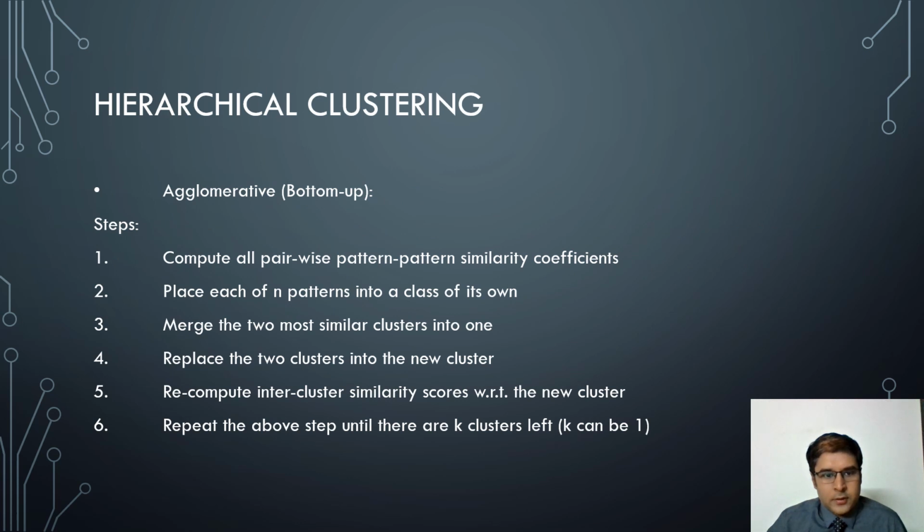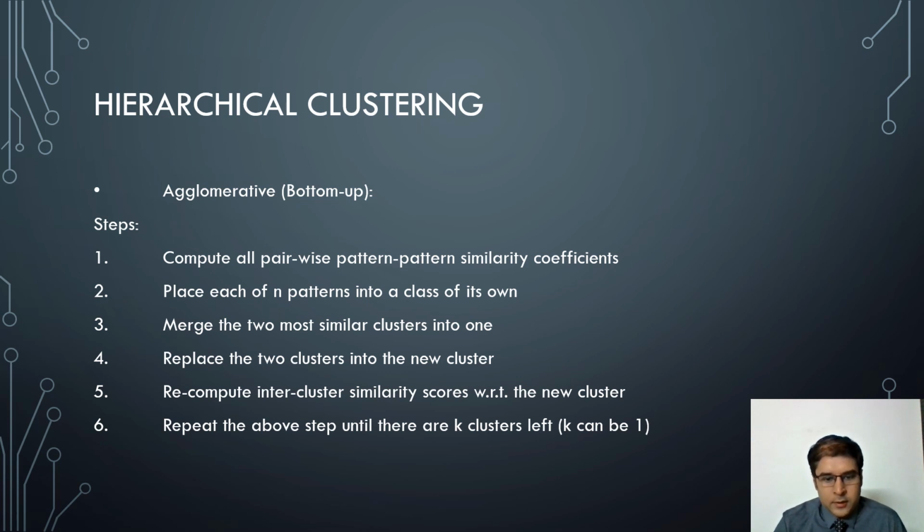Hierarchical clustering. It is also known as agglomerative or bottom-up clustering. The steps are: compute all pair-wise pattern similarity coefficients, place each of n patterns into a class of its own, merge the two most similar clusters into one, replace the two clusters with the new cluster, recompute inter-cluster similarity scores with respect to the new cluster. Repeat the above steps until there are k clusters left. K can also be 1 in this case.